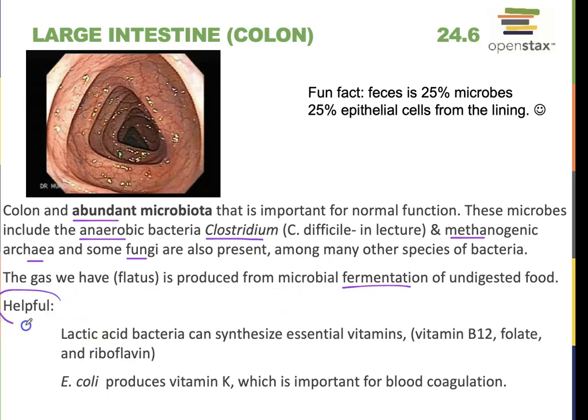Now, these are some helpful things about our normal flora. We have lactic acid bacteria that can make essential vitamins for us, like B12, folic acid, and riboflavin. Essential vitamins mean that we cannot make them ourselves, that we need to get these vitamins through the diet, but we have bacteria that can pump those out for us. E. coli also makes vitamin K, which is important for blood coagulation. So there are definitely beneficial bacteria in our gut.